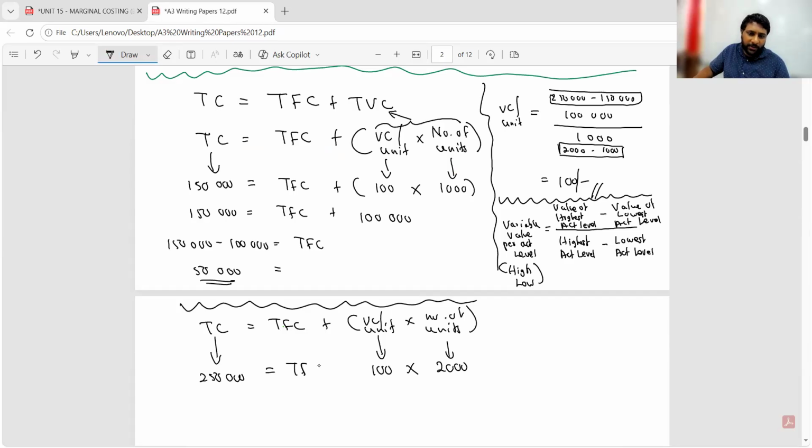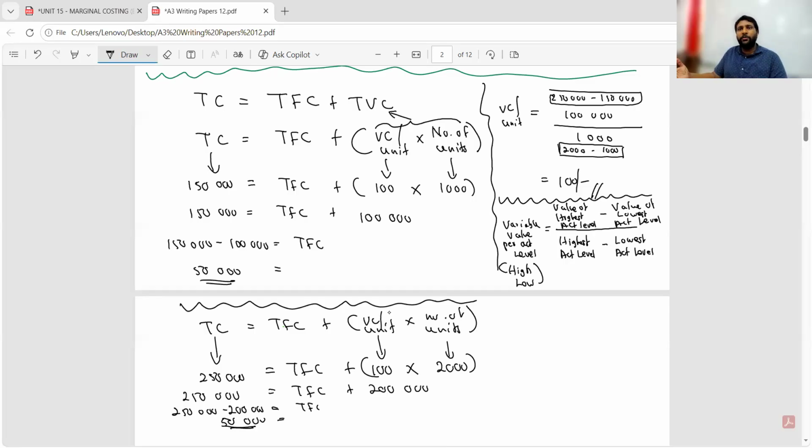I have to find the total fixed cost. So 250,000 equals total fixed cost plus 200,000. Take the 200,000 to the other side. 250,000 minus 200,000 is equal to the total fixed cost. How much is the total fixed cost, people? 50,000. That's what I told. Fixed cost means fixed. Whatever number of units you take, fixed means fixed.